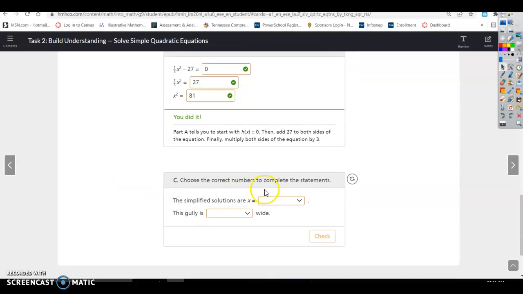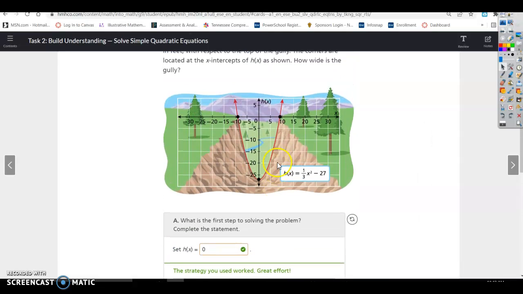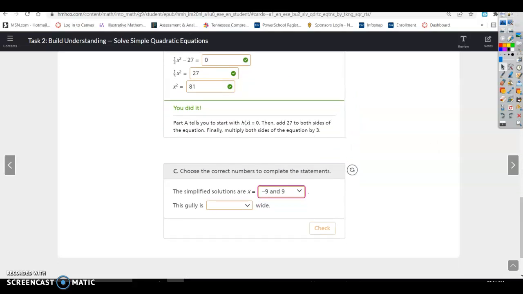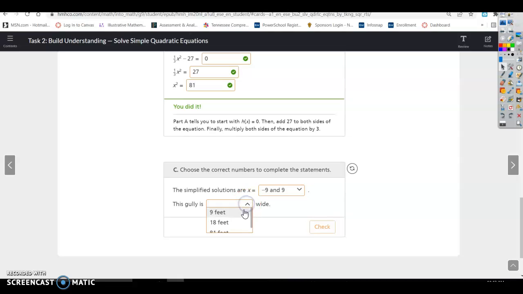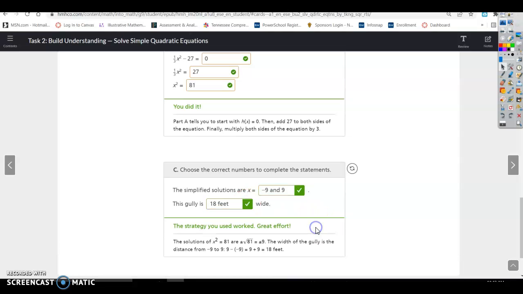All right, choose the correct numbers to complete the statement. The simplified solutions are, all right, so once you get to this step, we're going to take the square root of both sides. And remember, we're going to get plus or minus the square root of 81, which is plus or minus 9. All right, so that means the goalie is, how far is it from -9 to 9 on the x-axis? So you can see that you go 9 and then 9 more. So that would be a total of 18 feet wide.